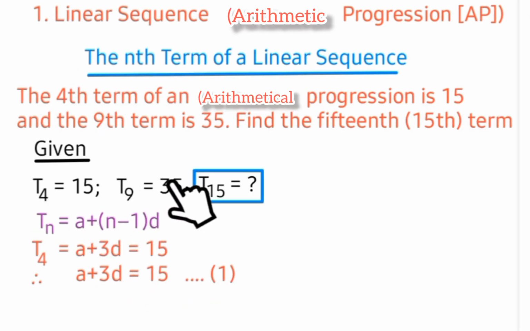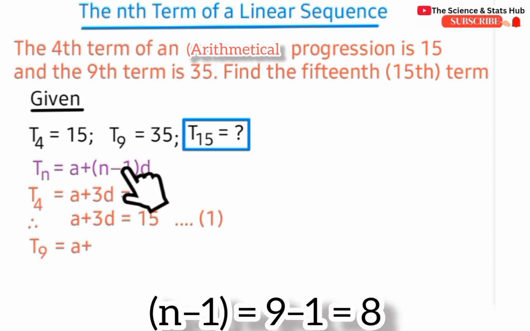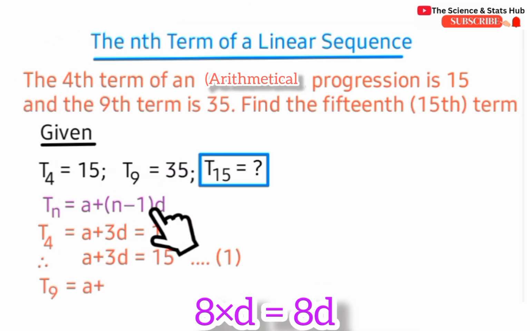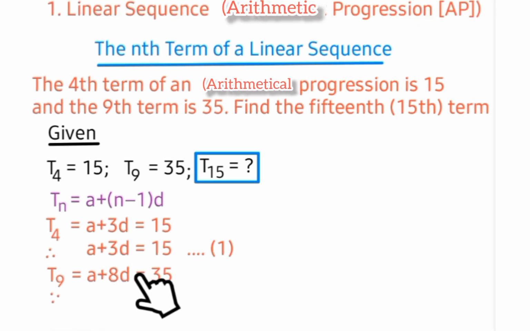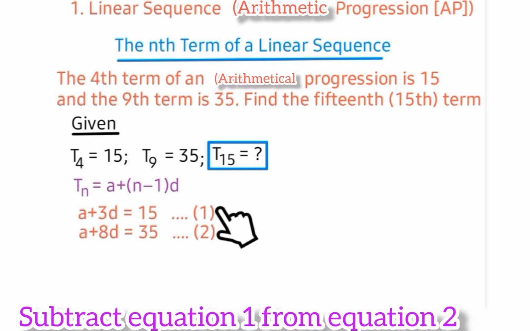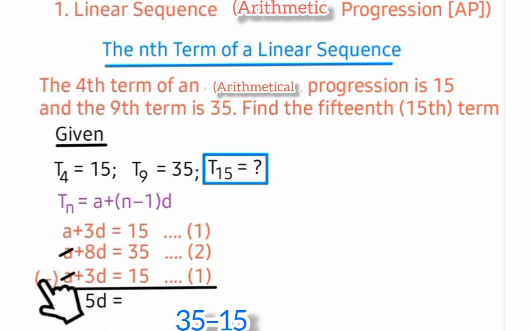Let's look at the ninth term. Going by our usual formula, the ninth term will be a plus (n minus 1)d, n value being 9, minus 1, 8. 8 multiplied by d, 8d, equals 35. Therefore, a plus 8d equals 35, to be called equation 2. Subtract equation 1 from equation 2. We are expected to subtract equation 1 from equation 2. a minus a, 0. 8d minus 3d, 5d, equals 35 minus 15.